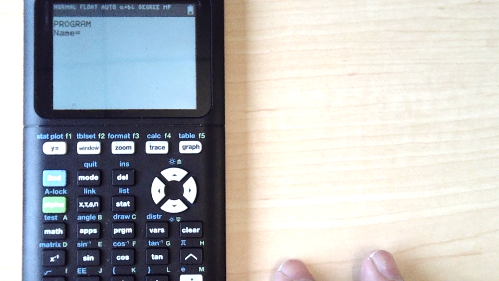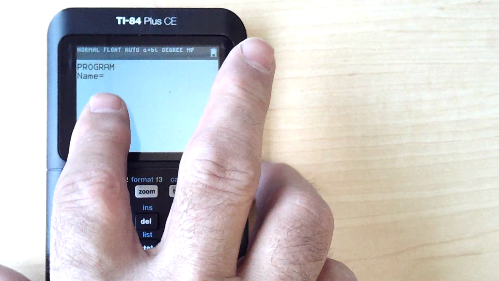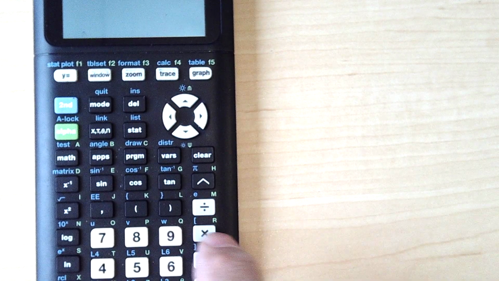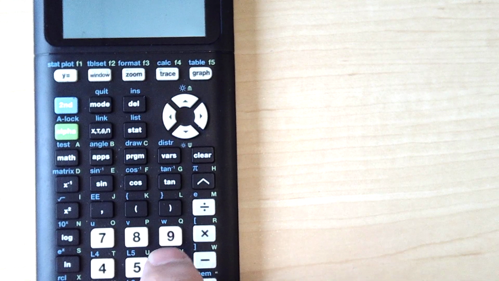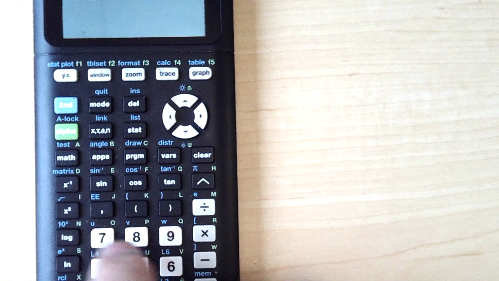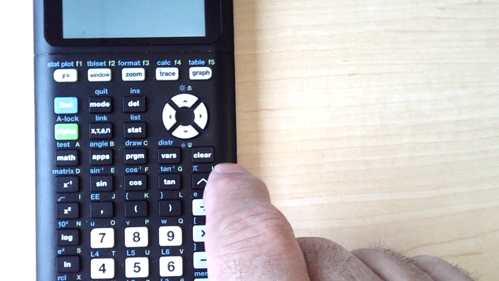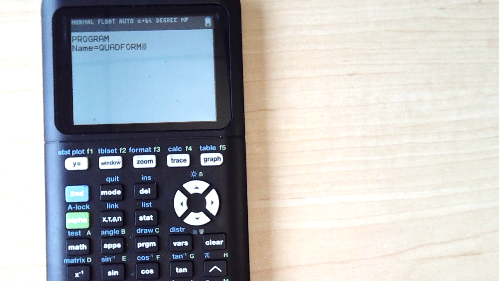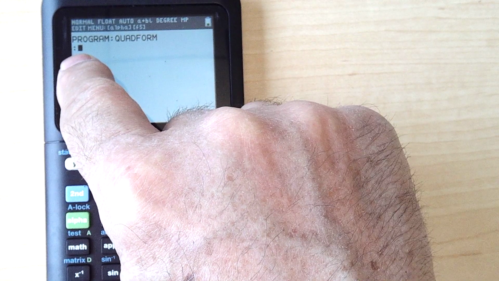form. It's already saying A for letters, so all I have to do is type the letters. Just got to find them. Q, where's U? U, A, D, F, O, R, M. You can use a shorter name if you want. Quad form. Enter. When I press enter, I get a new line of code.